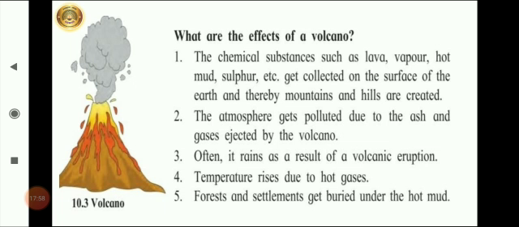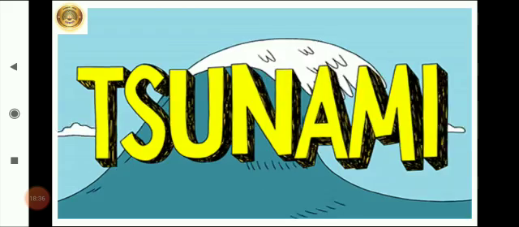What are the effects of a volcano? The chemical substances such as lava, vapor, hot mud, sulfur, etc. get collected on the surface of the earth and thereby mountains and hills are created. The atmosphere gets polluted due to the ash and gases ejected by the volcano. Often, it rains as a result of a volcanic eruption. Temperature rises due to hot gases. Forests and settlements get buried under the hot mud. These are the effects of the volcano.